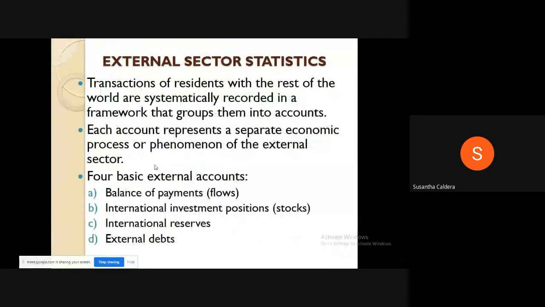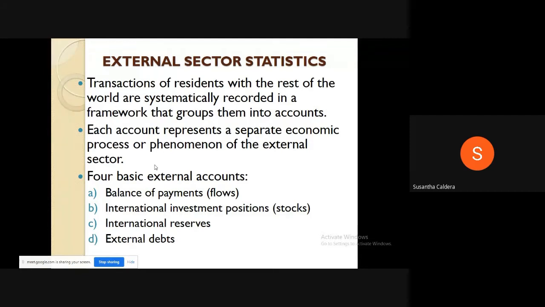External sector statistics: transactions of residents with the rest of the world are systematically recorded in a framework that groups them into accounts. Each account represents a separate economic process or phenomenon of the external sector.